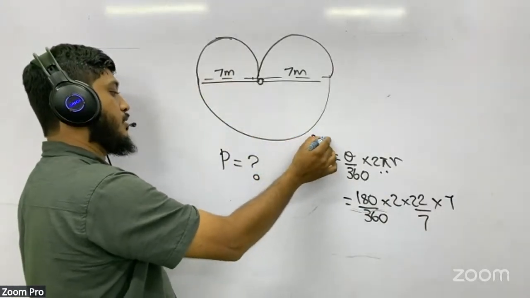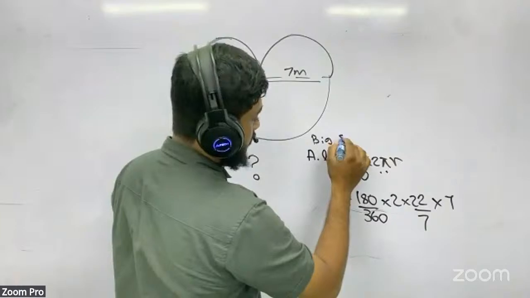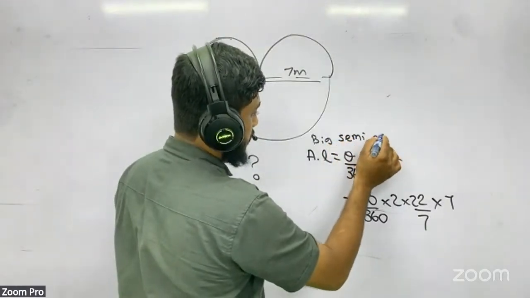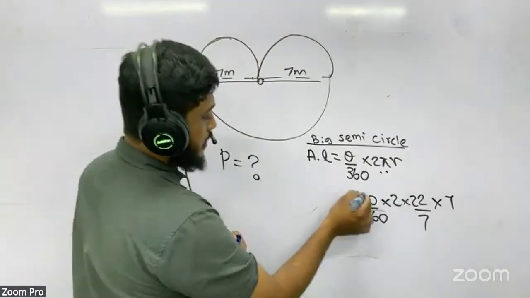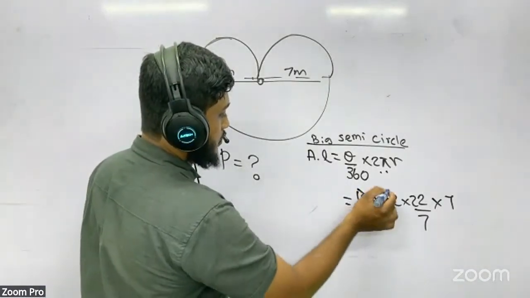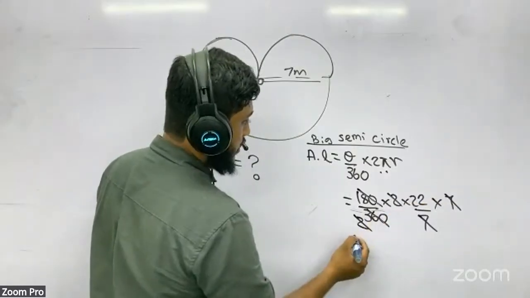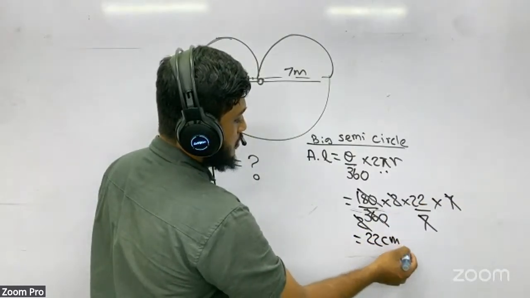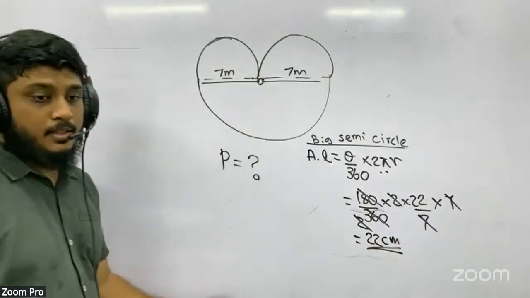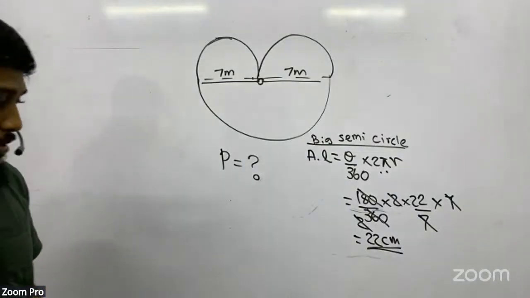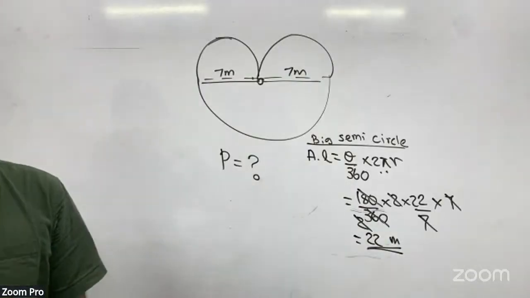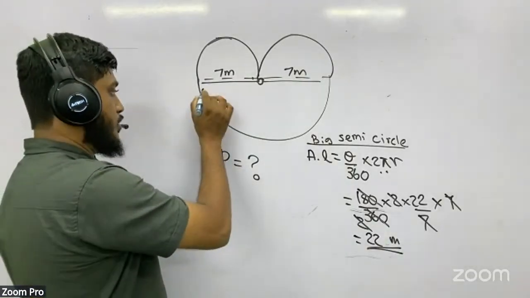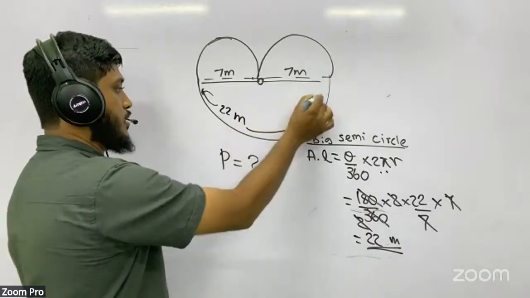I'm writing this for the big semicircle. Then I can simplify 180 and 360, 2 and 2, and 7 and 7. The answer will be 22 meters. From this one to this one is 22 meters.